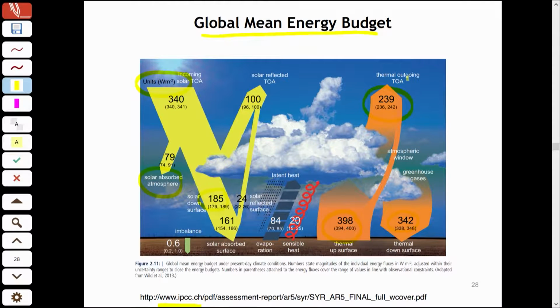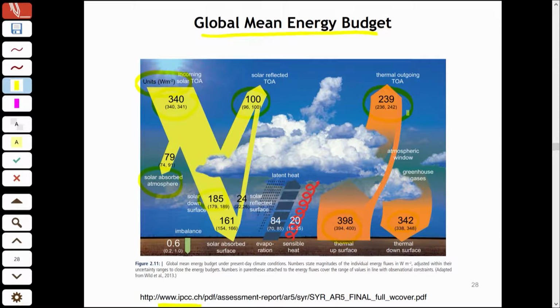So, what is lost into space as thermal radiation, as long wave radiation, plus what is reflected as short wave radiation, is almost balanced by what is coming in here, 340.